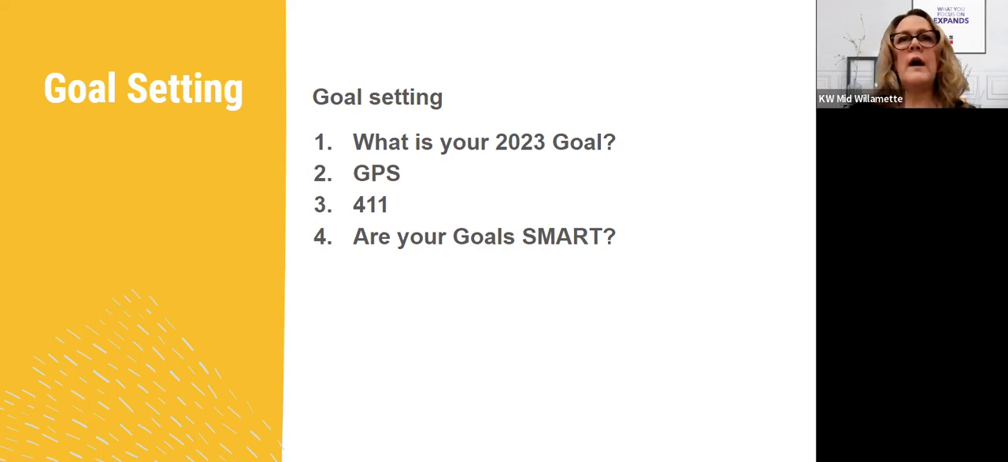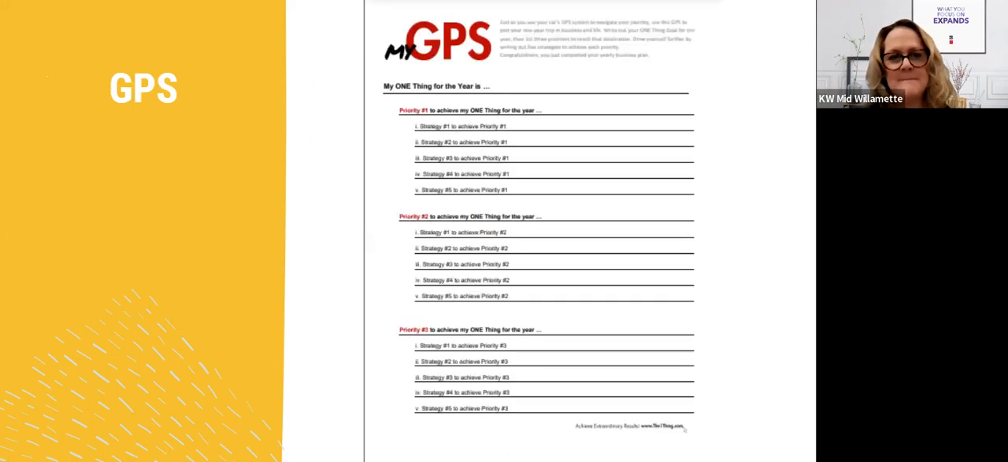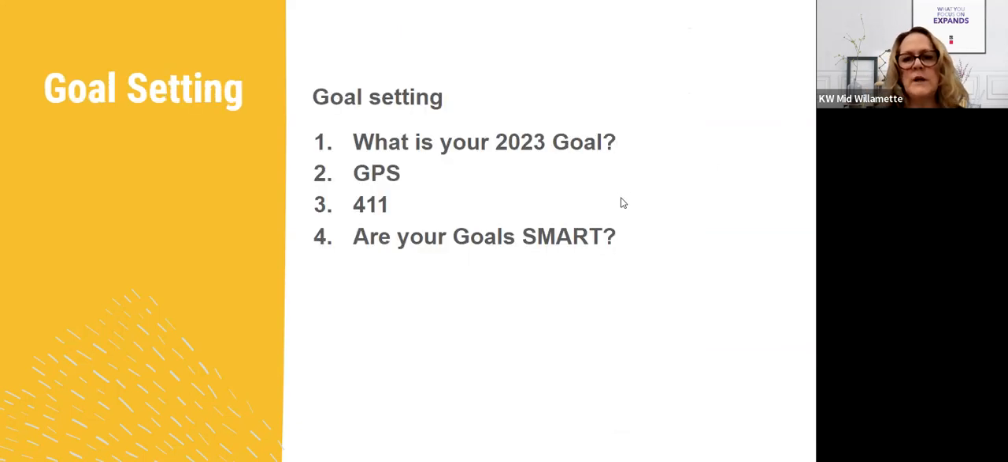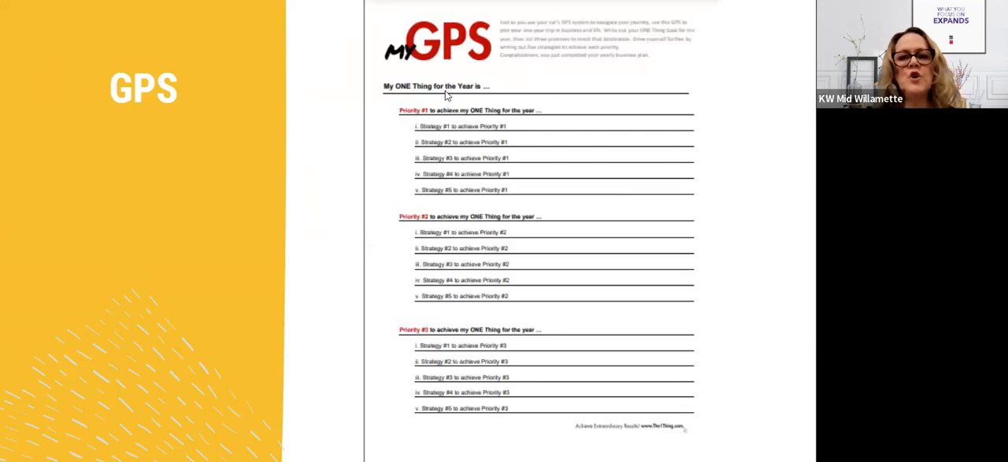You all know it. And you have a tool that you use to help you keep that goal right in front of you. What are our favorite tools at Keller Williams? GPS and 411. So what's GPS stand for? Goal, priority, strategy. Yeah, it's going back to what is your 2023 goal? And then on your sheet, on the one thing line there, it's writing that goal for the year.